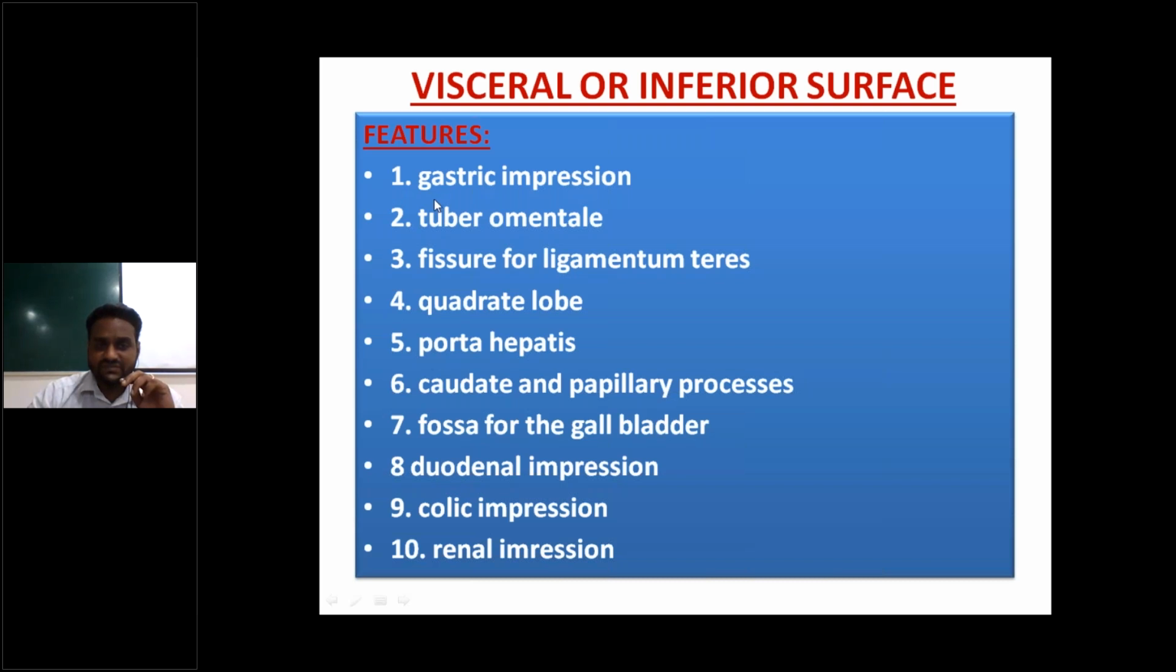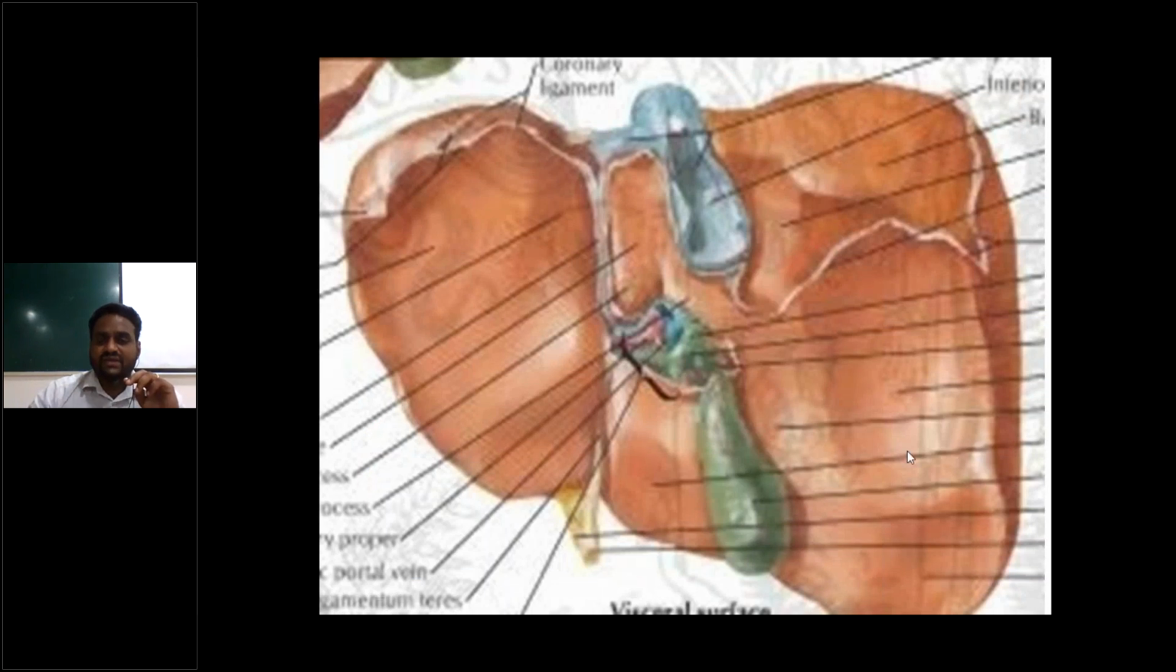So what are the features, from the first one? That is the gastric impression, tuber omentale, fissure for ligamentum teres, quadrate lobe, porta hepatis, caudate and papillary processes, fossa for the gallbladder, duodenal impression, colic impression, and renal impression. So these are the impressions or features on the inferior surface of the liver. In the picture, we see these features. Whatever you see, the entire one is the inferior surface of the liver.